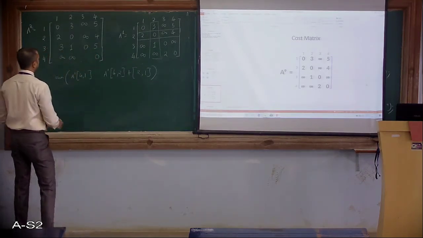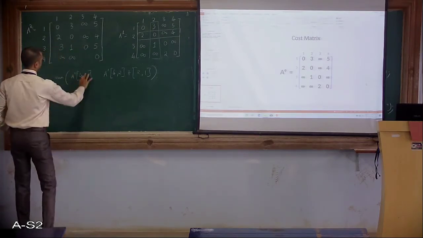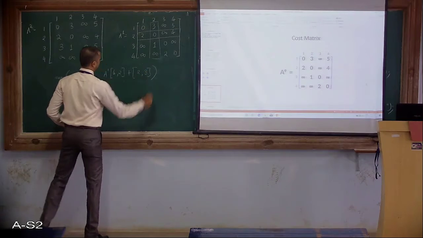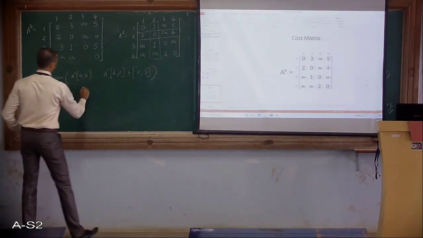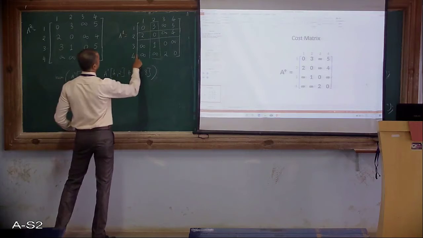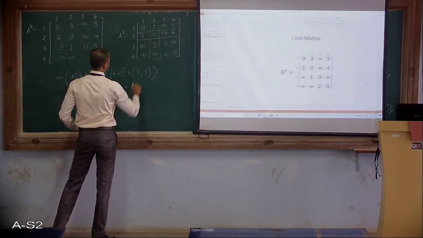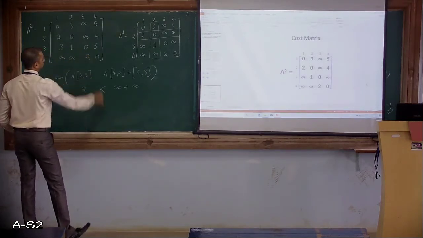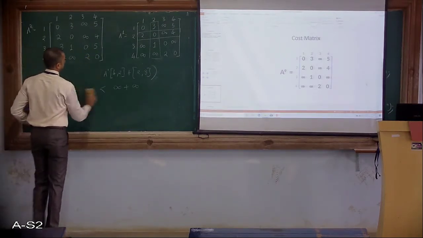Next, which one is remaining? 4 to 3. So 4 to 3, 4 to 2 and 2 to 3. Next, 4 to 3. What is 4 to 3 here? 2, comma, 4 to 2. 4 to 2 is infinity plus 2 to 3 is infinity. So this is lesser. I'm going to write here 2. So I have derived A2 matrix.